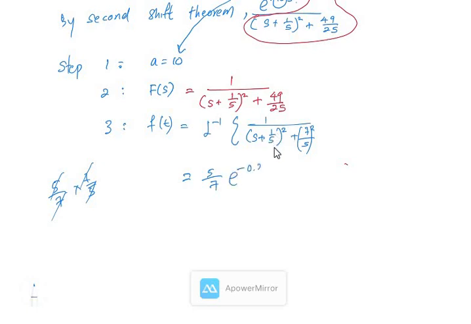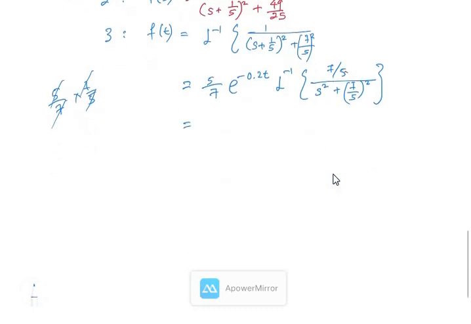Then this s plus 1/5, you can change to the exponent negative 0.2t, and then the inverse Laplace transform of 7/5 divided by s squared. Once this one changes to exponent negative 0.2t, this part we leave as s squared plus (7/5) squared. This is equal to 5/7 exponent negative 0.2t sine 7/5 t.